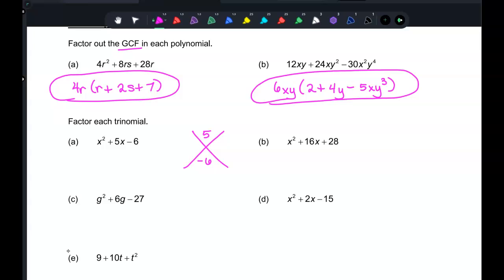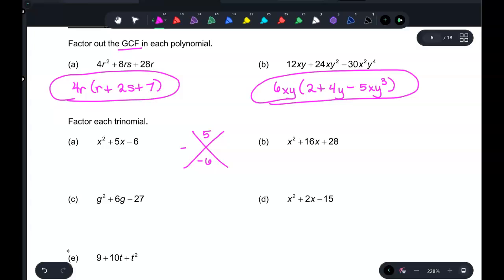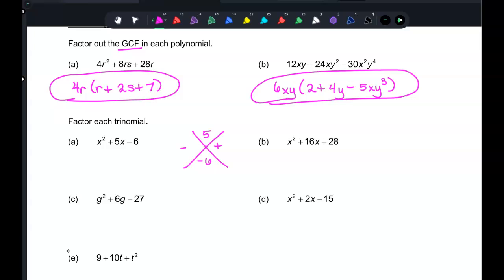2 and 3 won't work because there's a negative here. It's negative 1, positive 6. If this is negative, one has to be negative, one has to be positive. So 2 and 3 won't work.